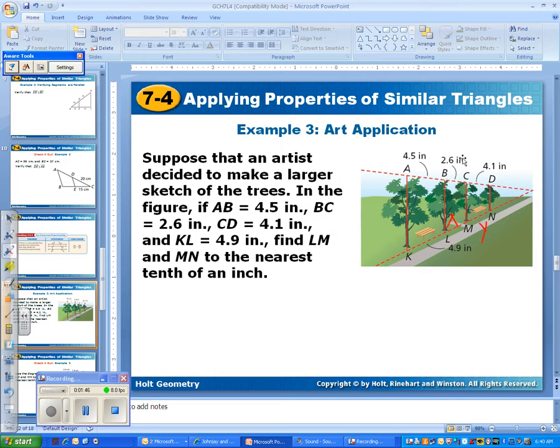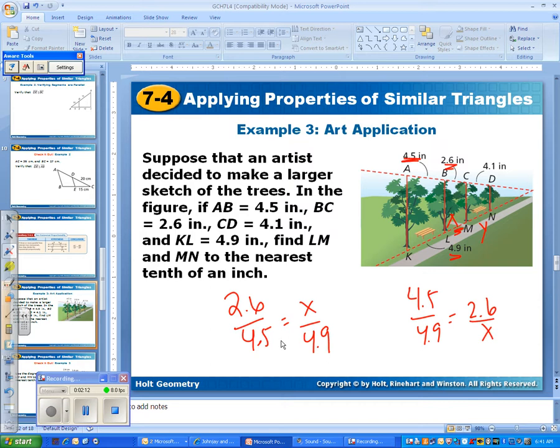Okay, so to find X, here's the information they do give us. We can use this with this, and we know that this goes with this. There's lots of ways you guys can set up your proportions. I'm going to say 2.6 over 4.5 equals x over 4.9. I like to go from the same side. You could say that 4.5 over 4.9 equals 2.6 over x.